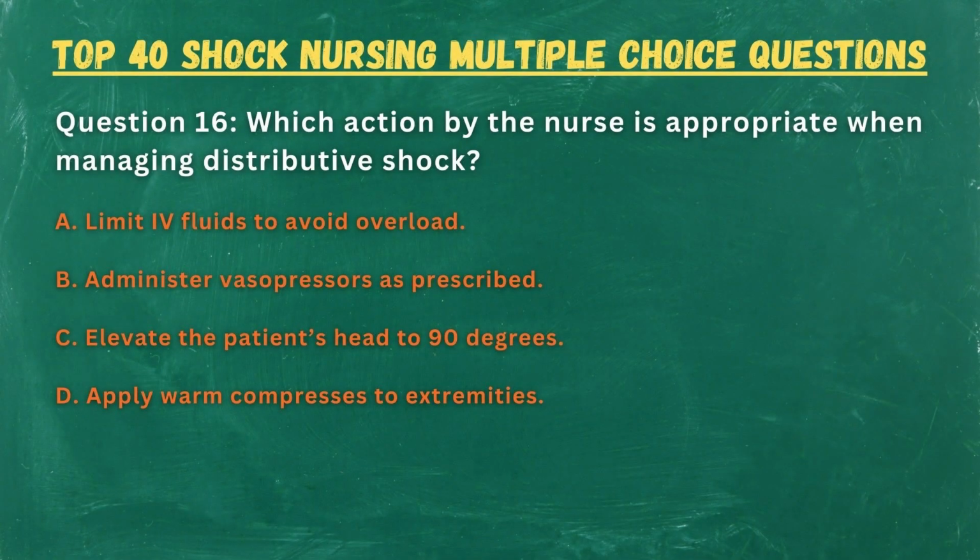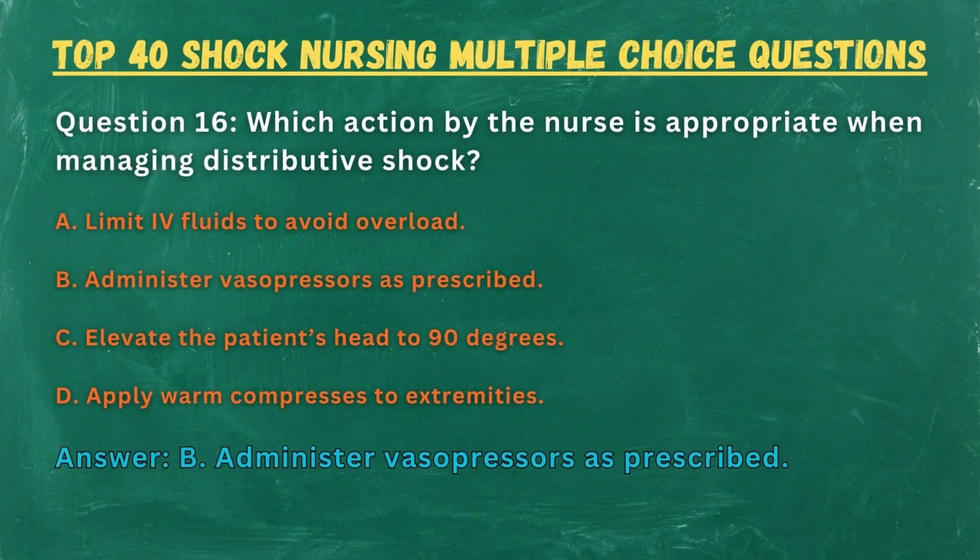Question 16. Which action by the nurse is appropriate when managing distributive shock? A. Limit IV fluids to avoid overload. B. Administer vasopressors as prescribed. C. Elevate the patient's head to 90 degrees. D. Apply warm compresses to extremities. Answer: B. Administer vasopressors as prescribed.